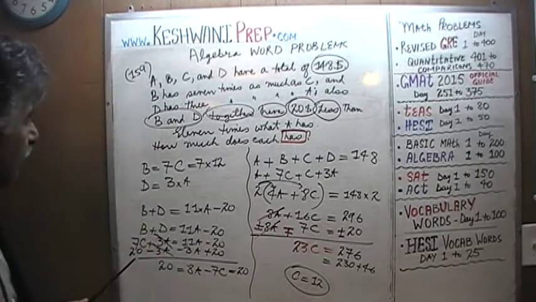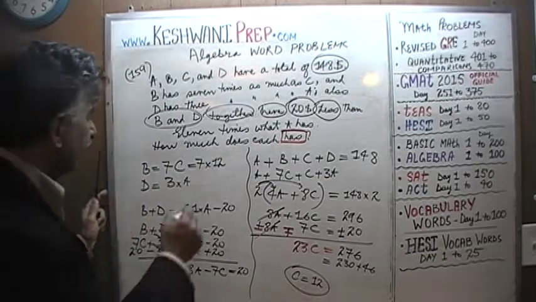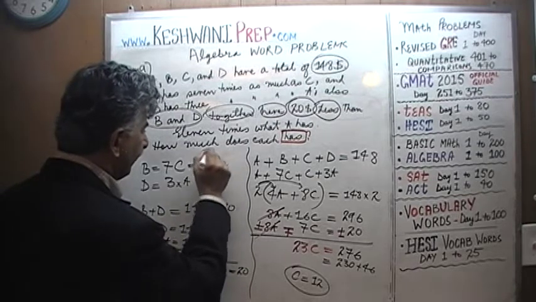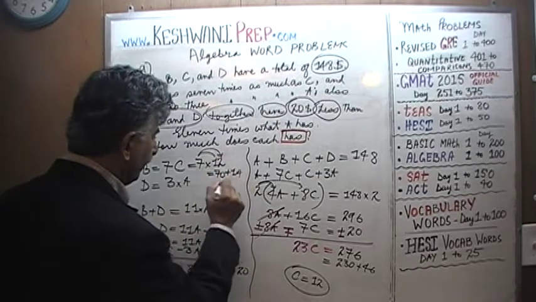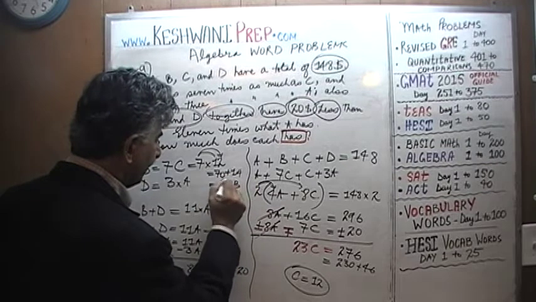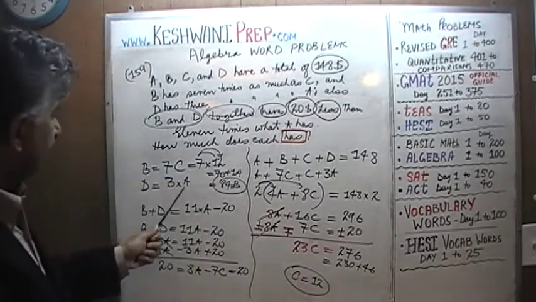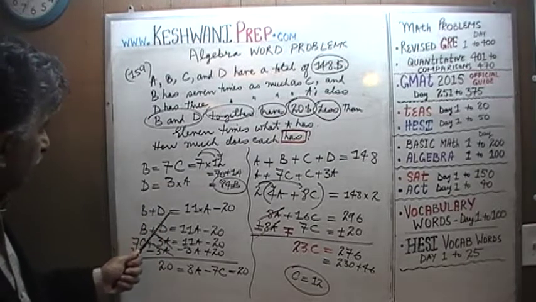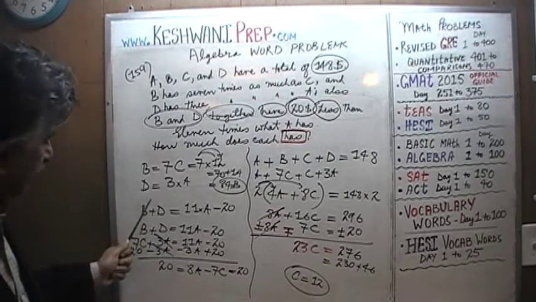How much is 7 times 12? 7 times 10 is 70, and 7 times 2 is 14. So it's 84. That's our B. Here's our D, 3 times A. We haven't figured out A yet. In order to figure out A, we have to first figure out the D. Let's work on the D.